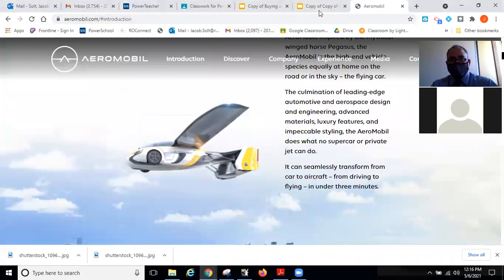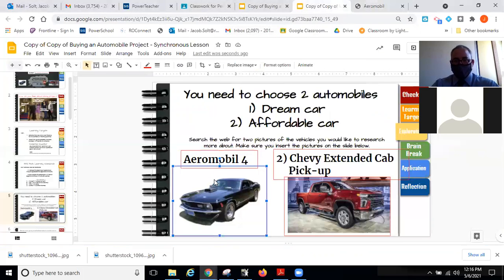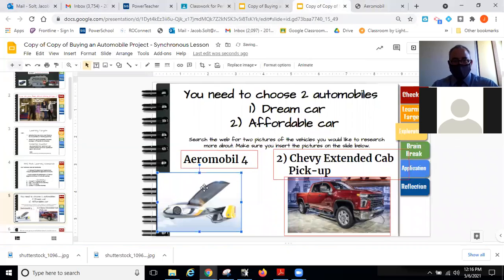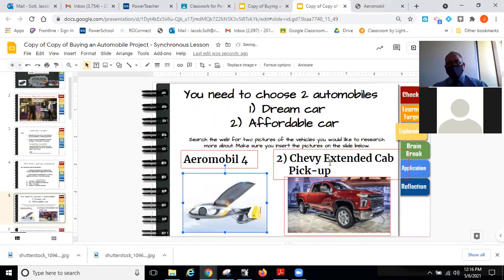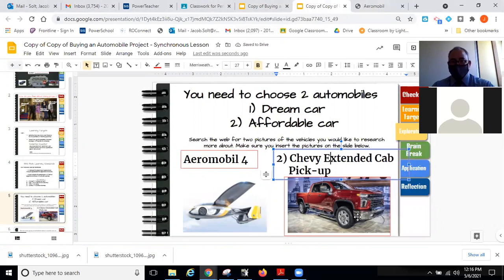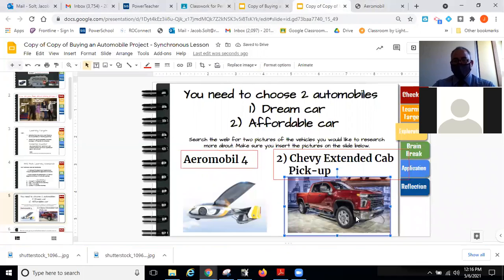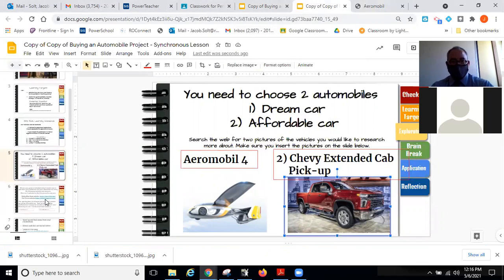All right, so I just went on the internet. I grabbed a picture of the flying car. I'm pasting it here, and I would do the same thing with the Chevy. I would delete the Chevy. I would get rid of the picture, and I'd find my own car, my own picture. I'm not going to do that. I'm just going to show you how to do this for part of it.